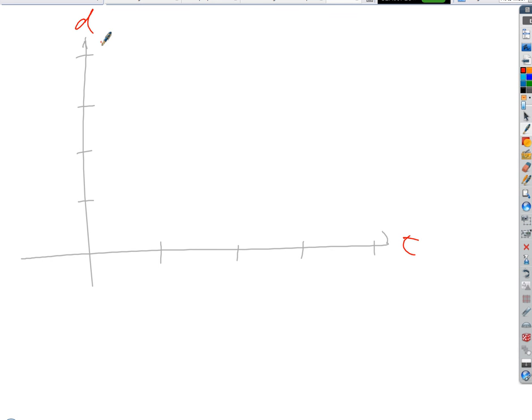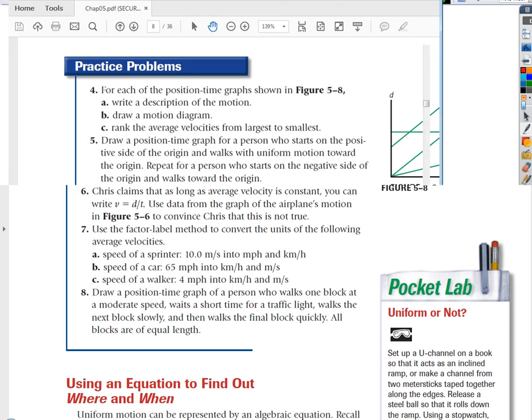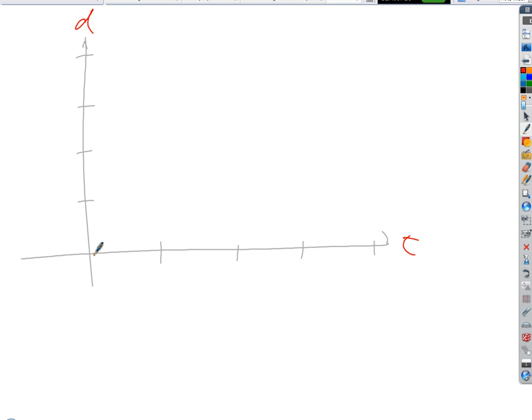Will you read it to me? Yeah, you bet. So it says, walks 1 block at a moderate speed. Okay, good. Waits a short time for a traffic light. Good. Walks the next block slowly. That's too fast. There we go. And then walks the final block quickly.